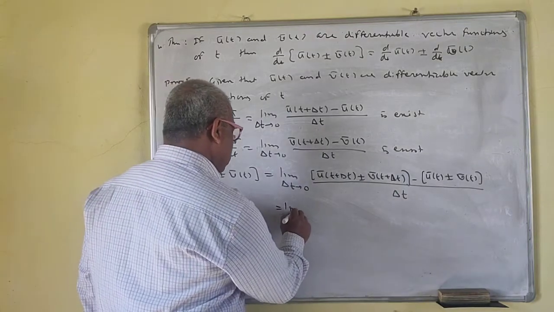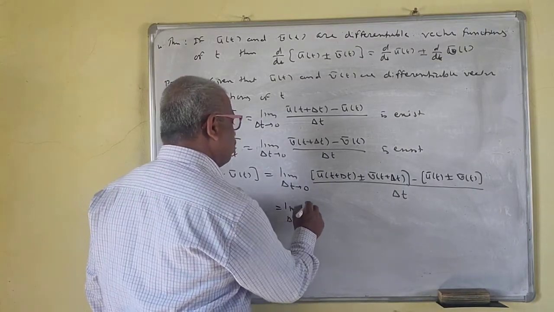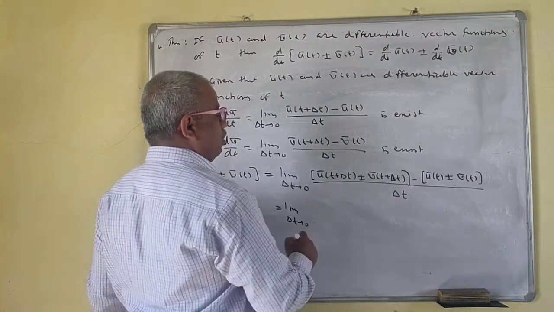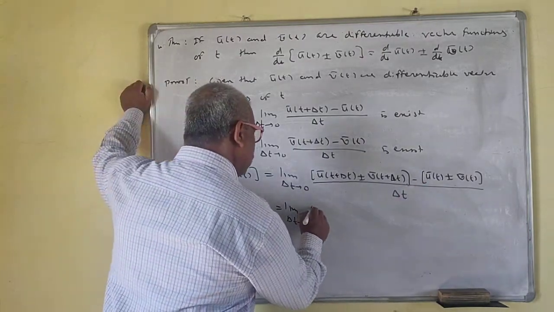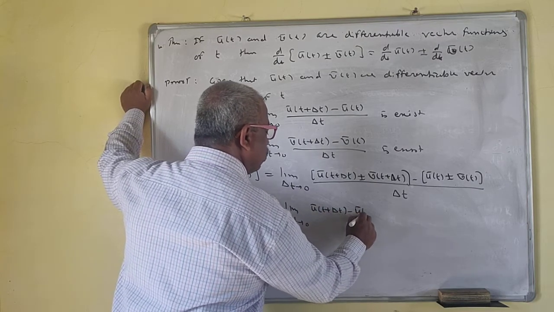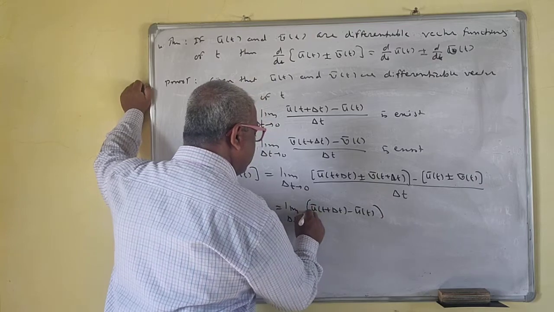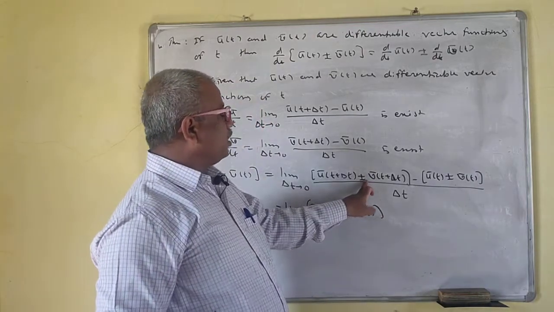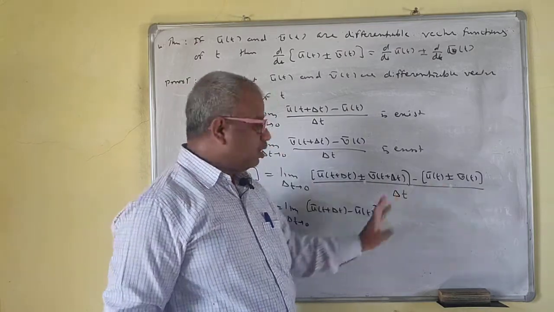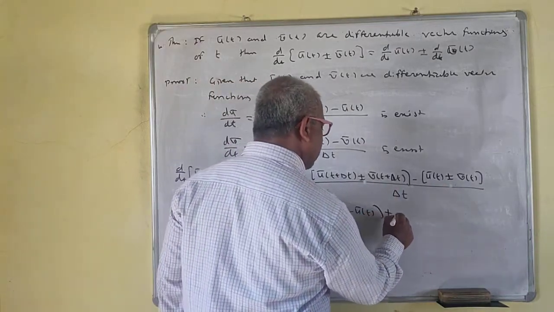Okay, so this is what? Limit delta t tends to 0. How can I write? This is u bar of this, minus this. Okay, now what is this? u bar of t plus delta t minus u bar of t. For this we don't have any problem. Now this is plus or minus. So this will be the plus or minus, this is also plus or minus, it will be the common, so it will be plus or minus here.